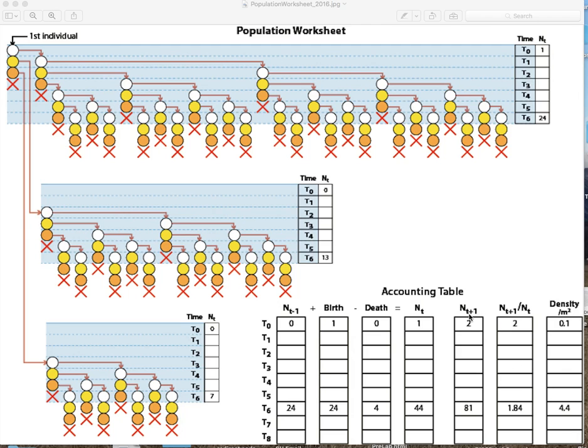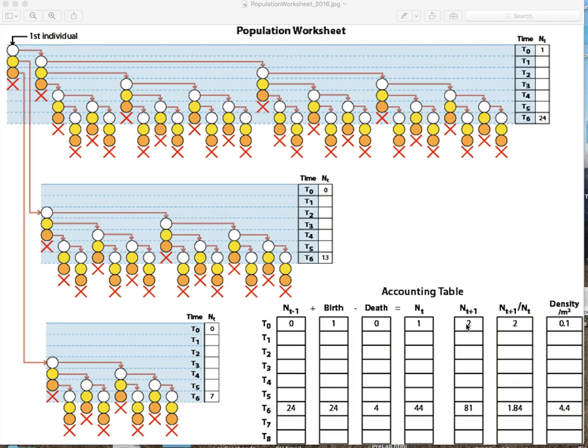This number right here is the population size at the next time period. So N sub t is the population size now. N sub t minus 1, as I said, is the population size at some previous time period. N sub t plus 1 is the population size at the next time period relative to the time period you're interested in for this guy here. It gets confusing, but hopefully it makes sense with a little bit of practice.